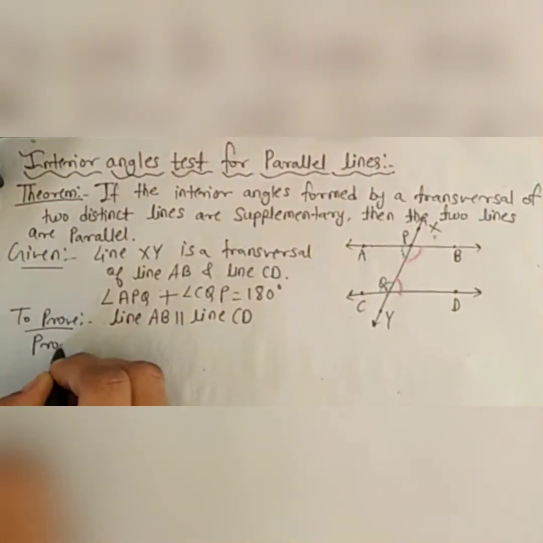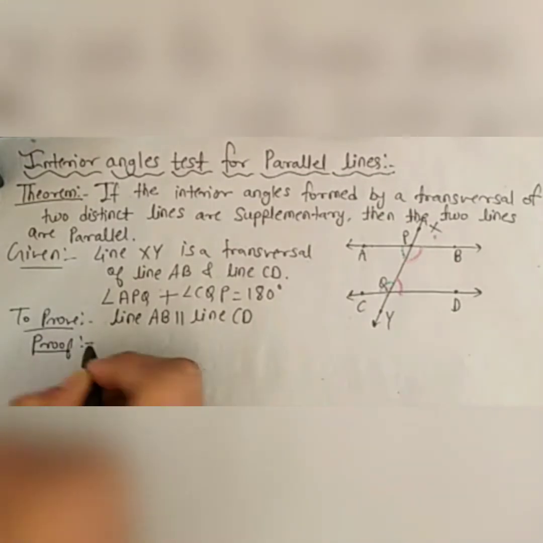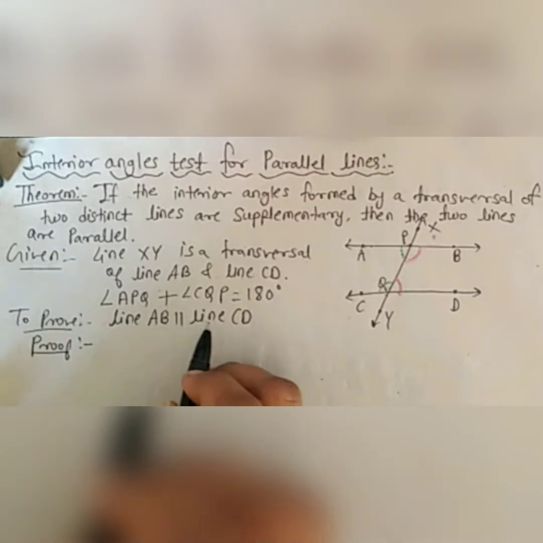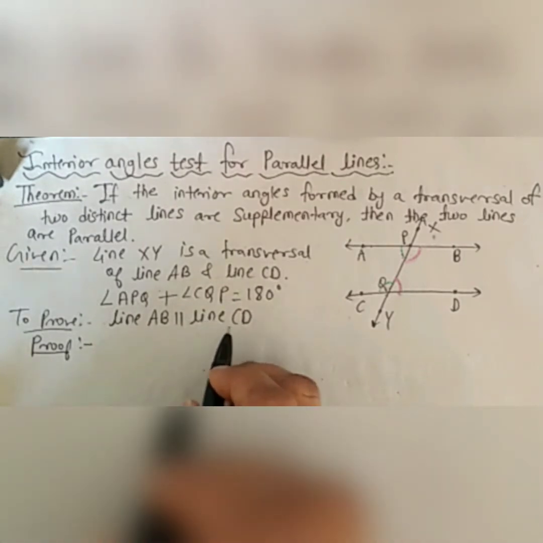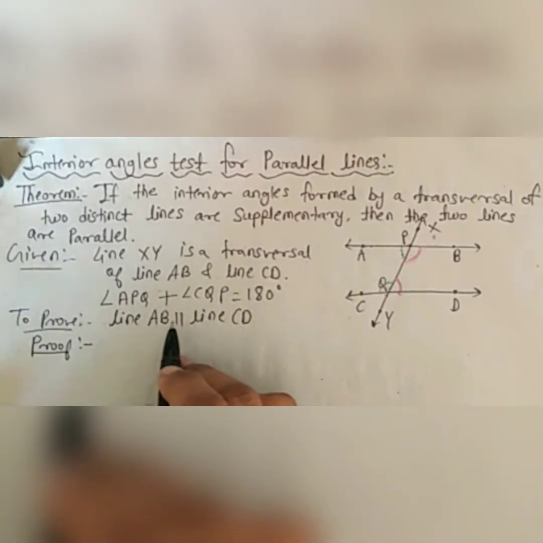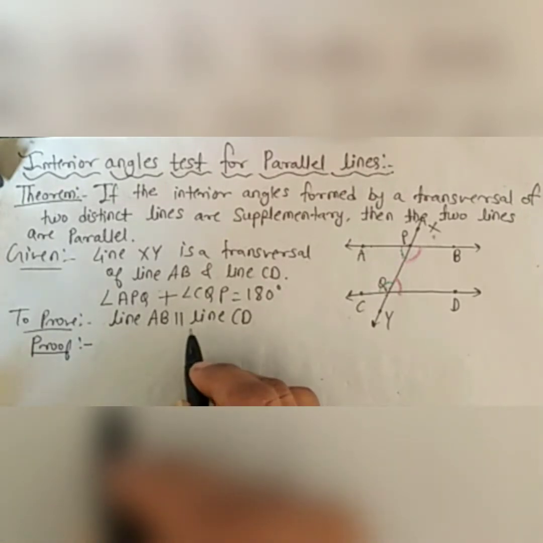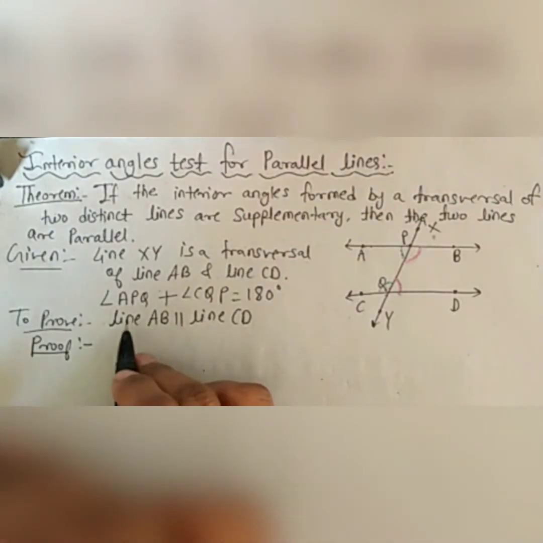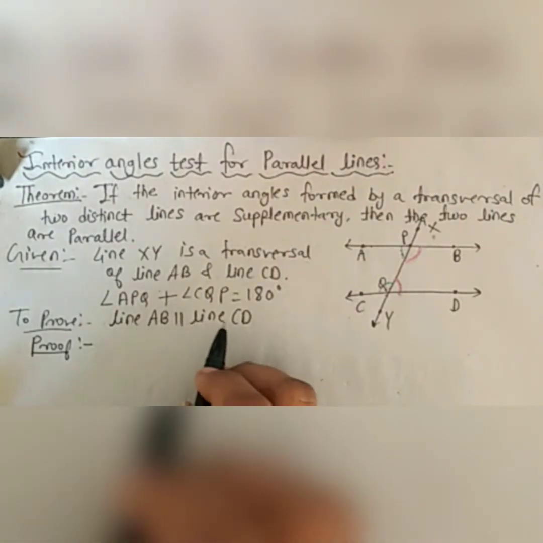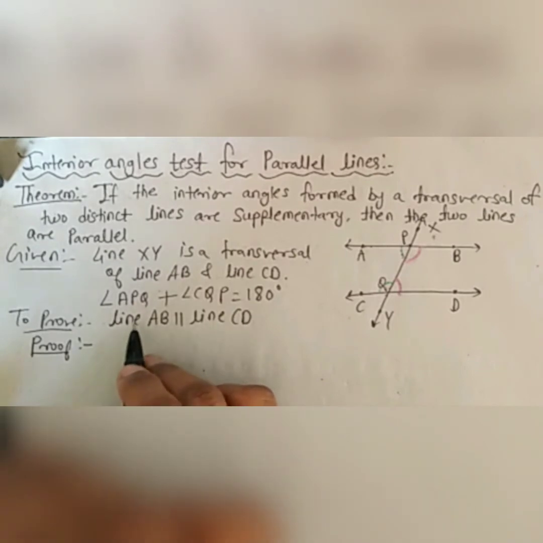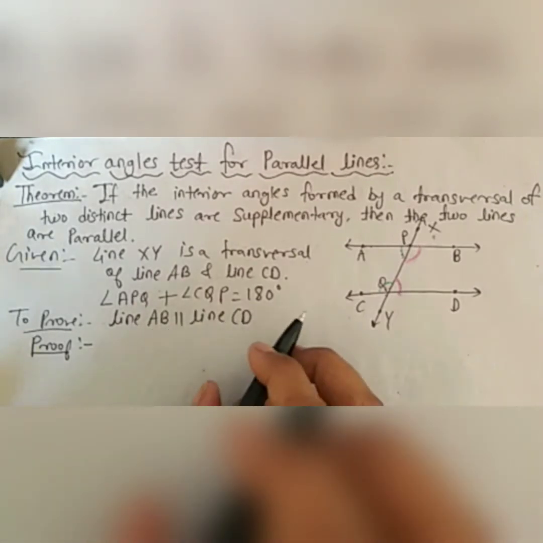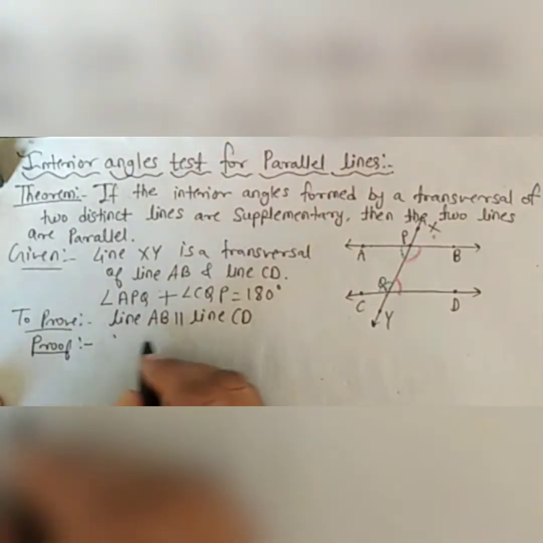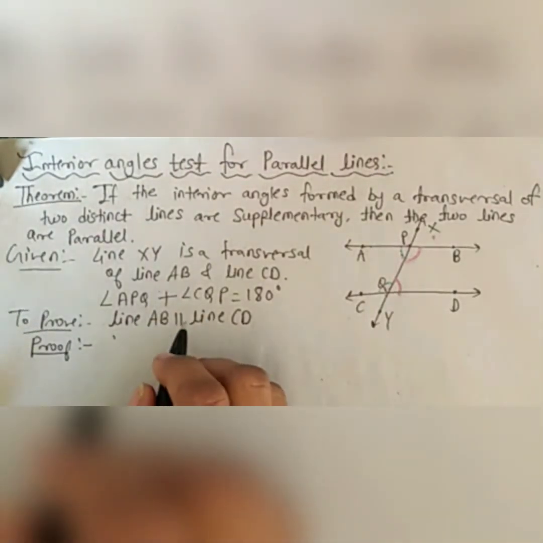Now we are going to start our proof. We have to prove line AB parallel to line CD. In an indirect method, we use a wrong assumption. What do we do? We assume a wrong assumption. Means we have to prove line AB parallel to line CD, so we suppose line AB is not parallel to line CD, then we start our proof. We are using indirect proof to solve this problem now.